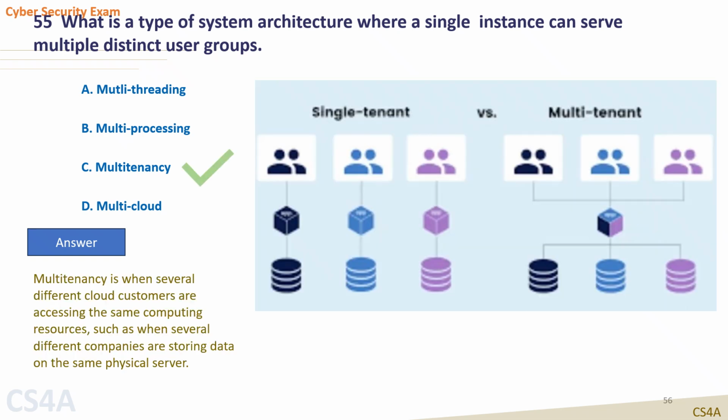So this is the difference between single tenancy and multi-tenancy. In single tenancy, we have a different instance for different customers or users. In multi-tenancy, we have a single processing instance. It serves multiple user groups, and for the underlying database or store, we can have a different store for each individual group.